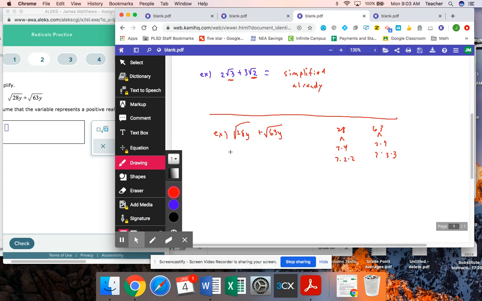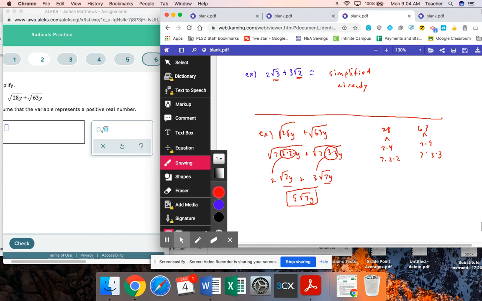So I'm really going to rewrite this as 7 times 2 times 2 times y plus 7 times 3 times 3 times y. Right? Just wrote down the prime factors. Well, I'm looking for pairs. Boom, boom. I can pull this 2 out. I still have 7y under the radical. Plus, I can pull out this 3, and I still have 7y under the radical. And since I have like radicals, 2 plus 3 of them gives me 5 of those things.